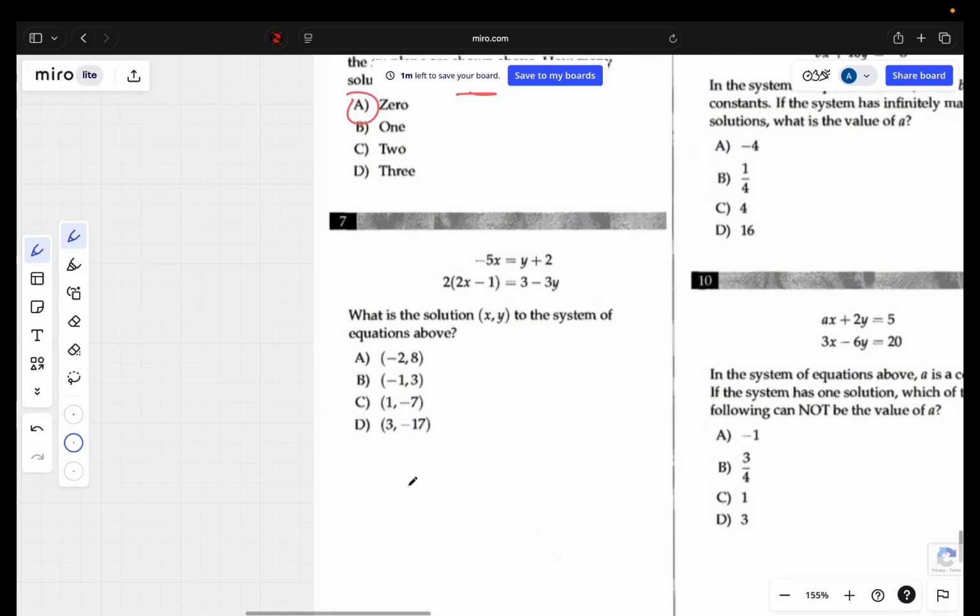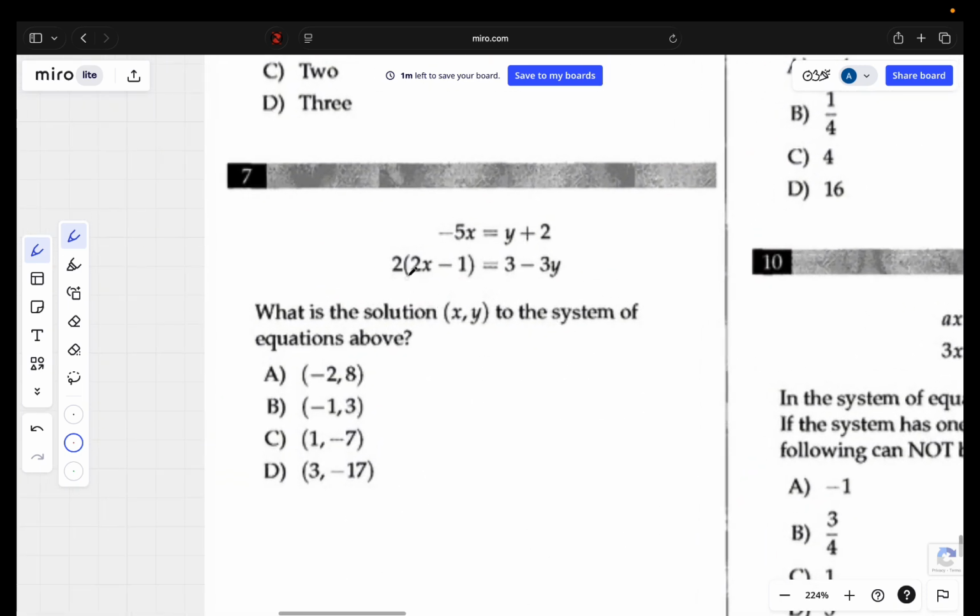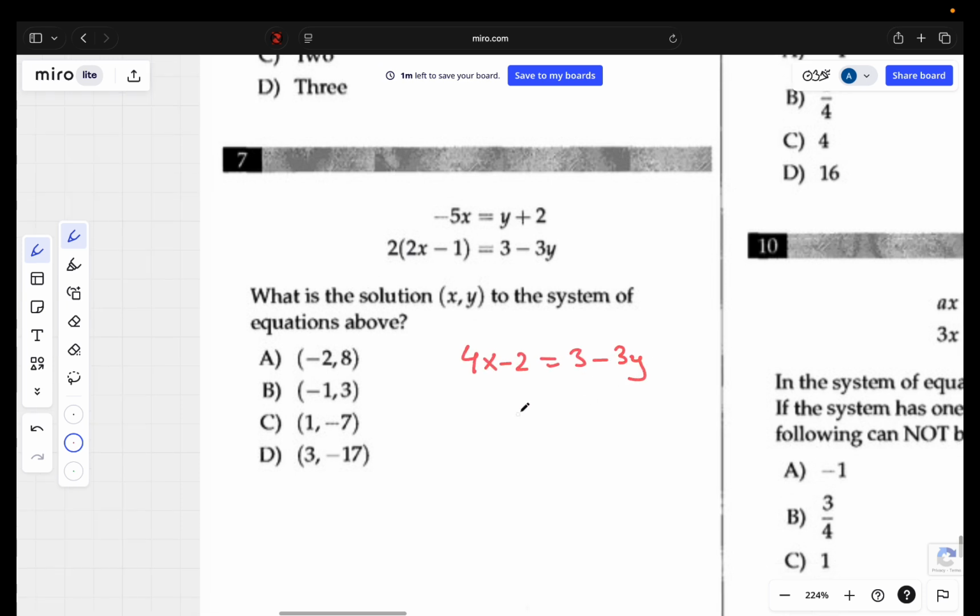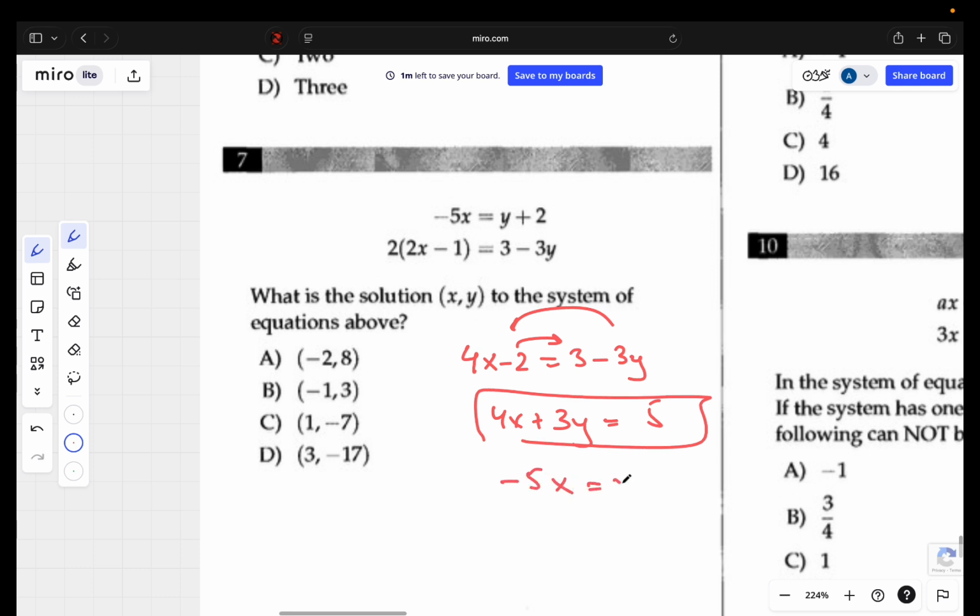Question 7, we'll simplify this. So for the second equation, that's going to be 4x minus 2 is equal to 3 minus 3y. And we'll bring 3y on this side, so it's 4x plus 3y. We'll bring negative 2 on that side, equals 3 plus 2, which becomes 5. So that's the first equation, and that's the second one.